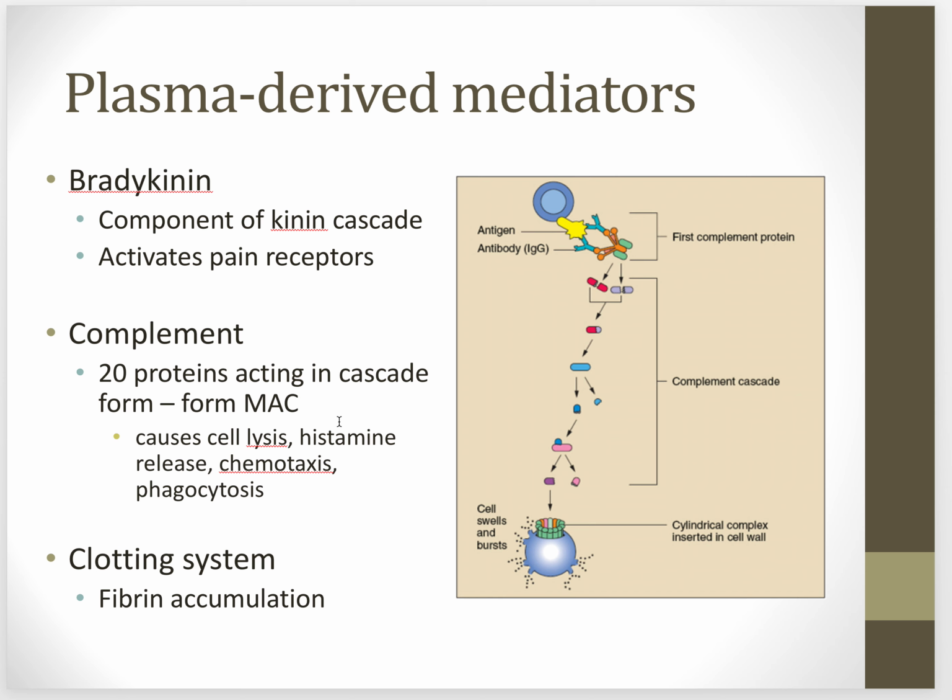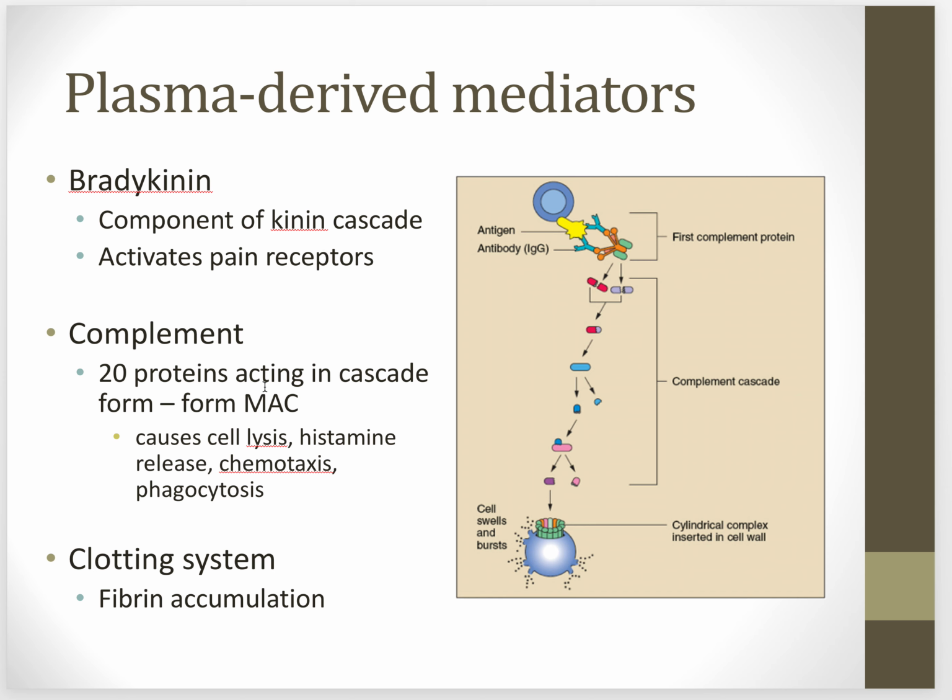Okay, final thing, the plasma-derived mediators. You will also see these in the short video that I will post for you. The first is bradykinin. Bradykinin is formed in the kinin cascade, and bradykinin is what stimulates your pain receptors, and that makes things hurt. So bradykinin is important in letting something hurt so that you're less likely to use it and then get it injured further.